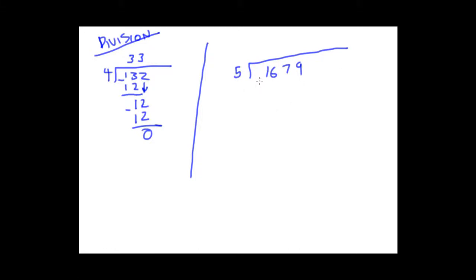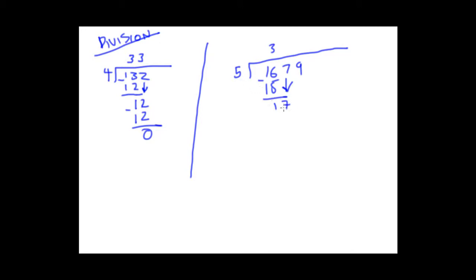So 5, how many times does that go into 16? That goes into it 3 times, because we get 15, which isn't bigger than 16, and then we get 1 because we subtracted. 16 minus 15 equals 1. We drop the 7.